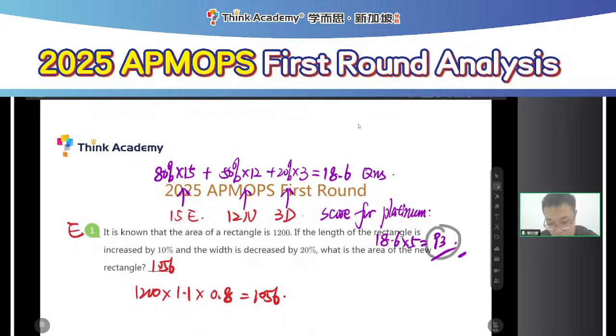So you should get more than 90 questions correct, and maybe more than 20 questions correct, and then you get 93 more points, and you have a high potential for the platinum.